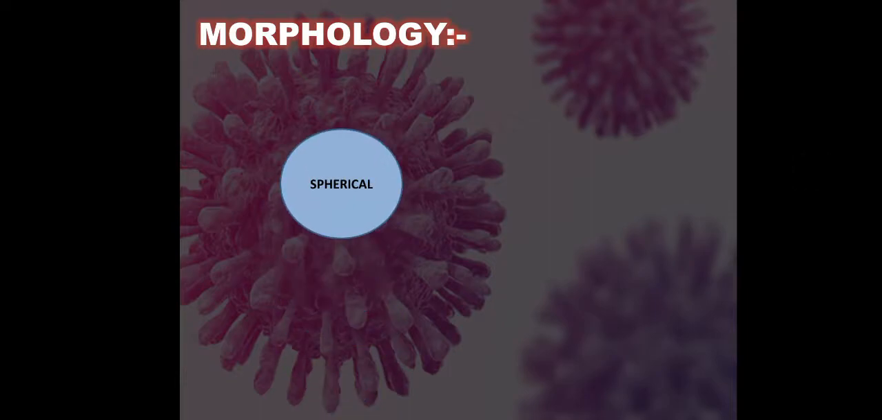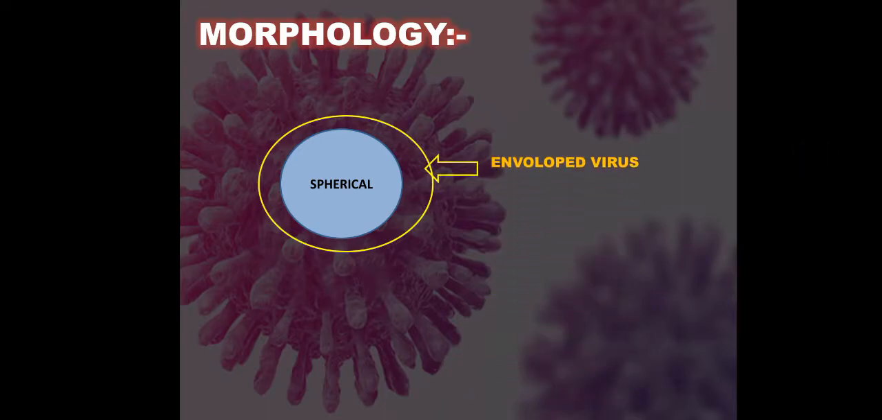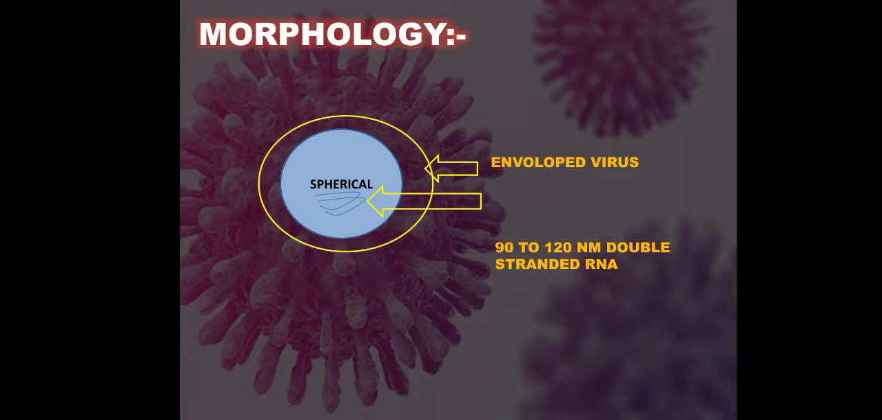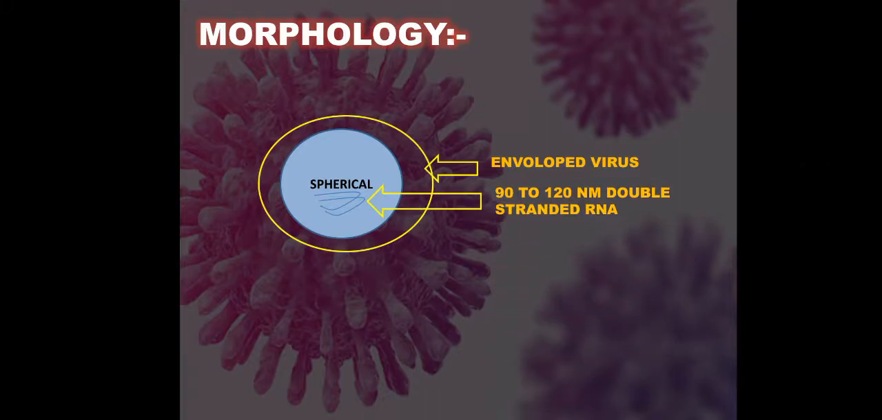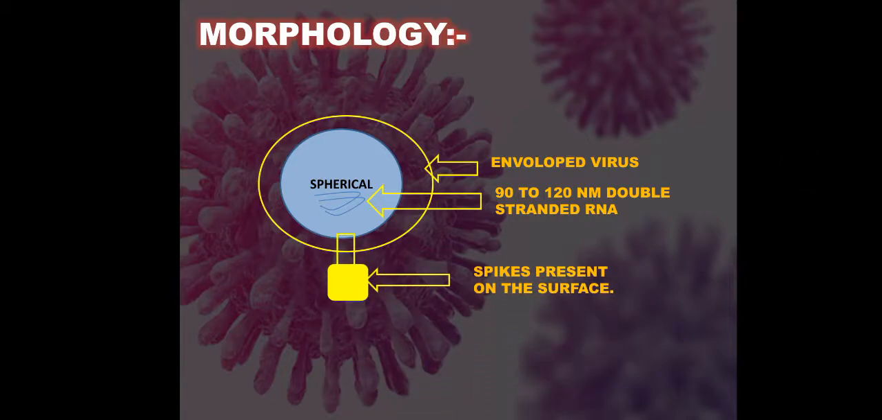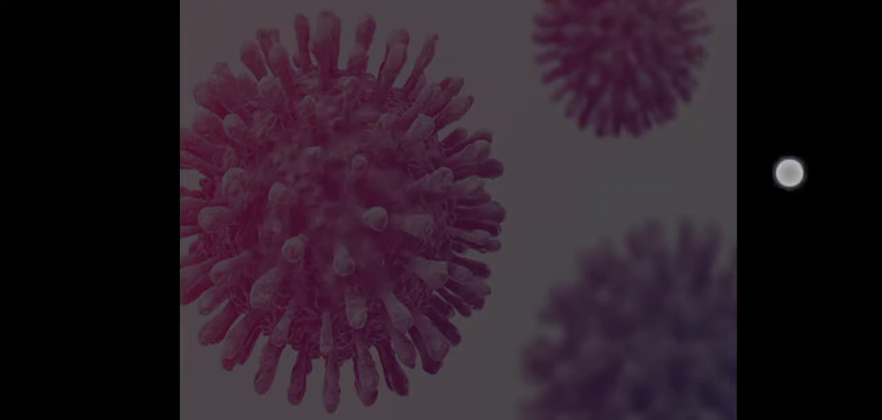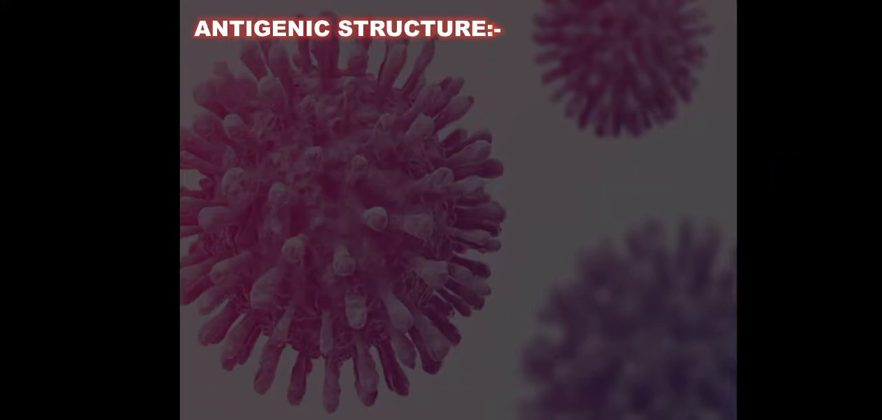The morphology includes that it's a spherical virus which is covered with an envelope, and that is why it's an enveloped virus, and it has a copy of double-stranded RNA which is approximately 90 to 120 nanometer, and also it has spikes present on the surface. Coming to the next topic, that is the antigenic structure.